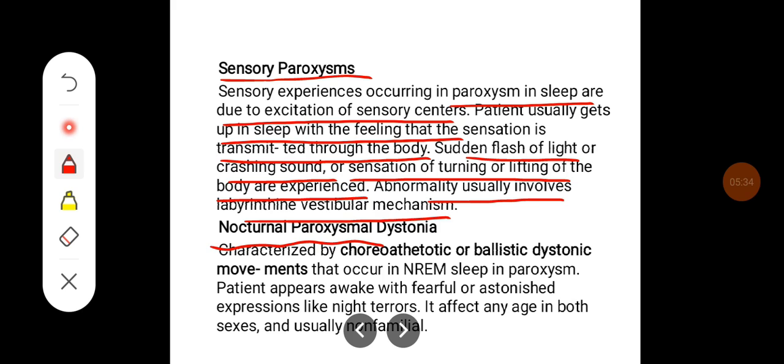Nocturnal paroxysmal dystonia is characterized by choreoathetotic or ballistic dystonic movements that occur in NREM sleep in paroxysm. The patient appears awake with a fearful or astonished expression like night terrors. It may affect any age in both sexes and is usually non-familial.